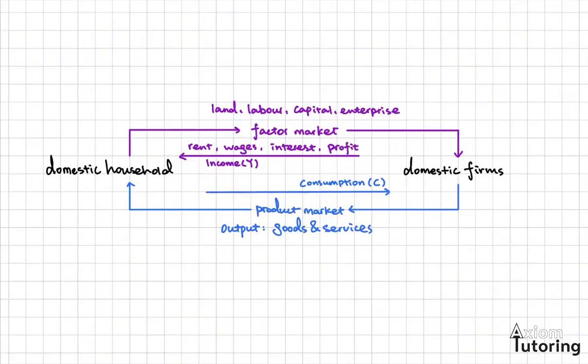Goods and services move from firms to households, while consumer expenditure on domestically produced goods and services moves from households back to firms. Together, these two markets create a continuous circular flow throughout the economy.